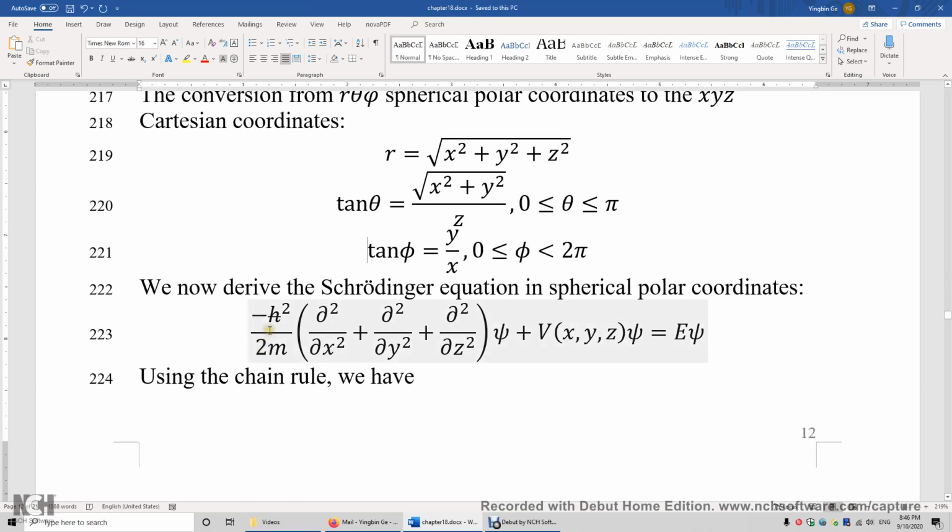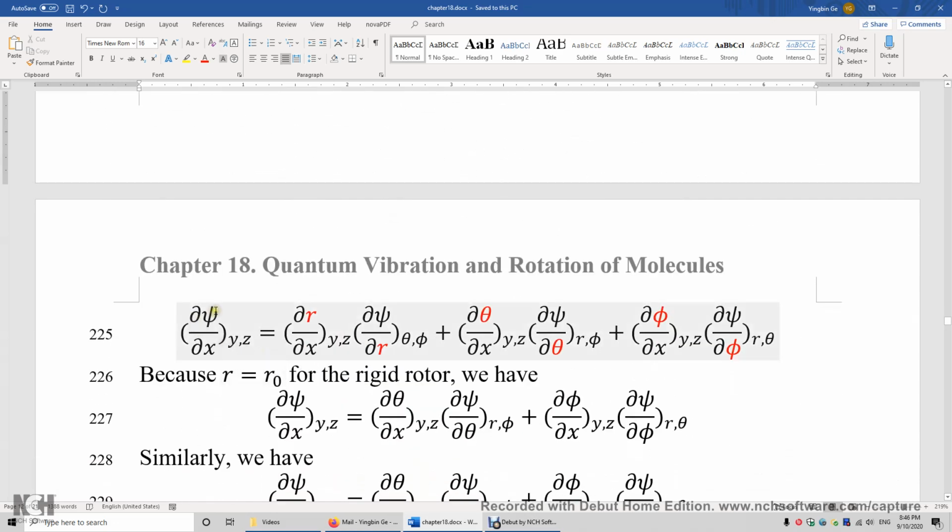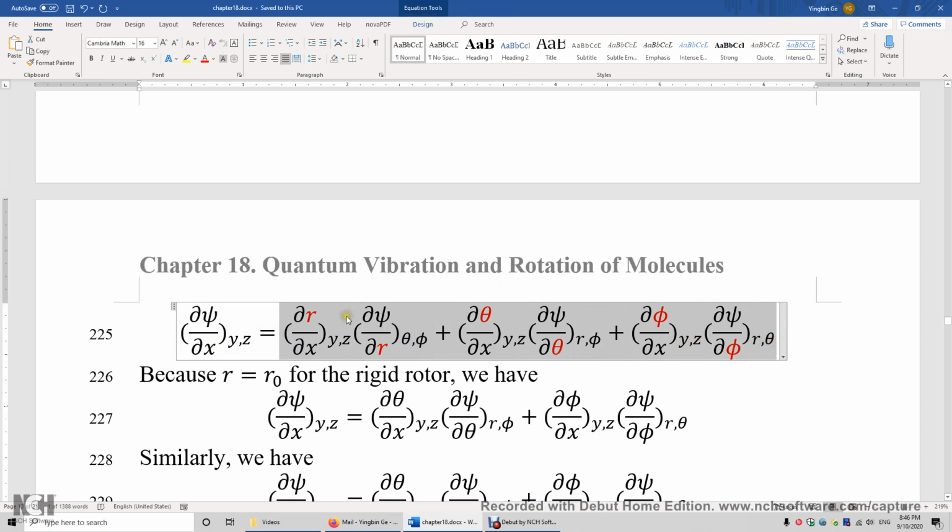Now we can convert this Schrodinger equation in the x, y, z Cartesian coordinates to r theta phi coordinates. We need to use the chain rule in multivariable calculus. So delta psi over delta x, this is how psi changes with x, is equal to the sum of the 3 products. This is because when x changes, r changes. When x changes, theta changes. When x changes, phi changes.